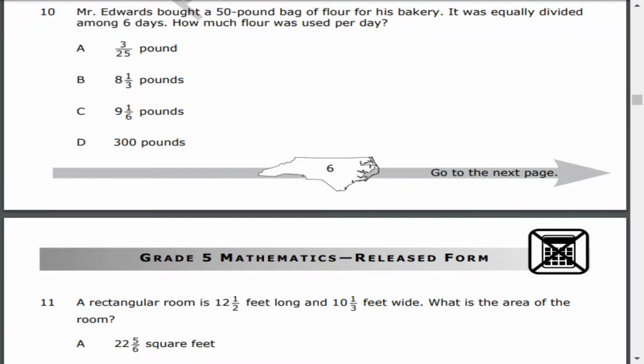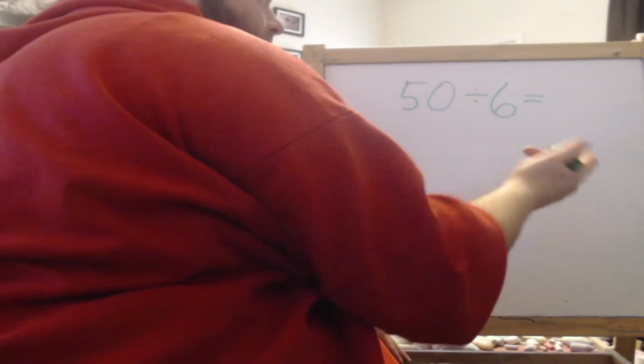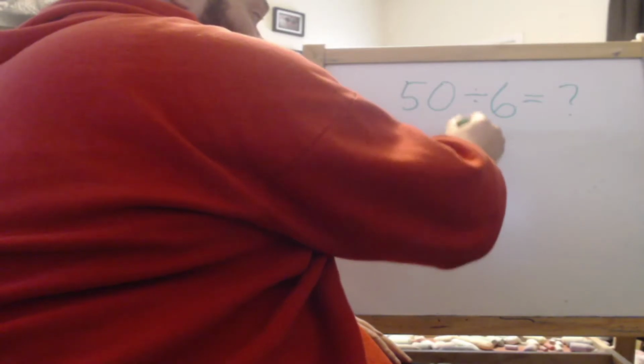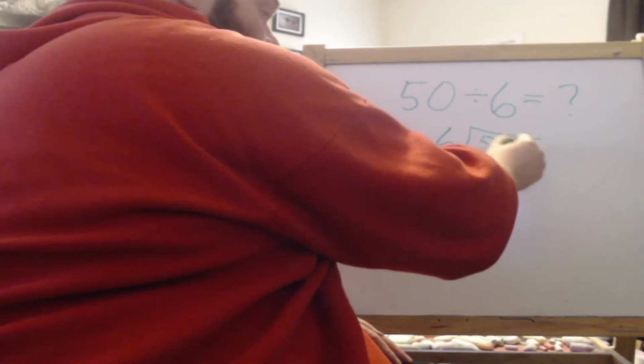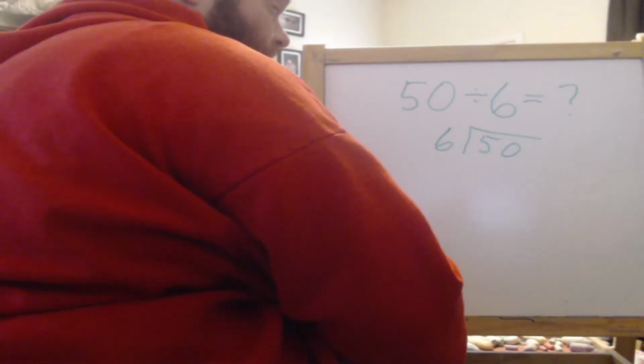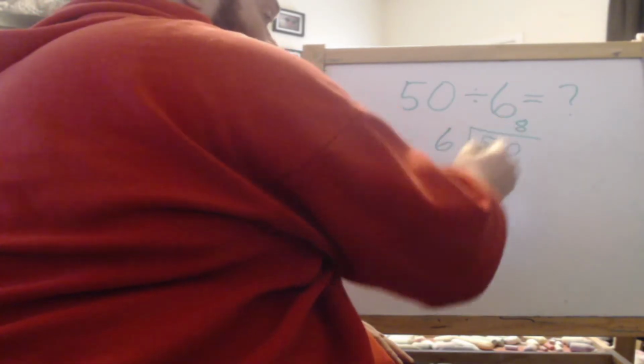So, what we can do is, this is a division problem, right? We have a certain amount, which is 50 pounds of flour, and then it's divided equally among 6 days. Okay? And then it's asking just what is 1 day. So the answer would just be 50 divided by 6. So we can do it like this. 6 divided by 50. I know that 6 goes into 50 8 times.